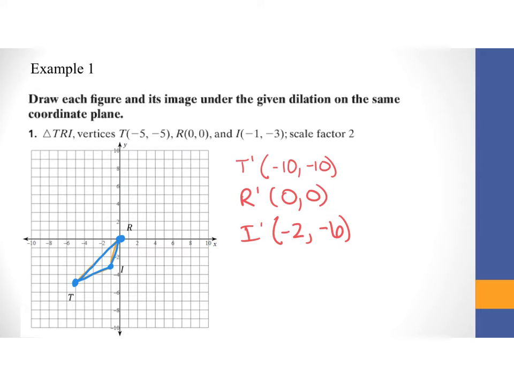So I'm going to go ahead and plot these points in. So I have -10, -10, 0, 0, and -2, -6 is right here. So this is now R prime. I have T prime, and this is I prime. And if I go ahead and connect these, you're going to see that you end up with something like this.